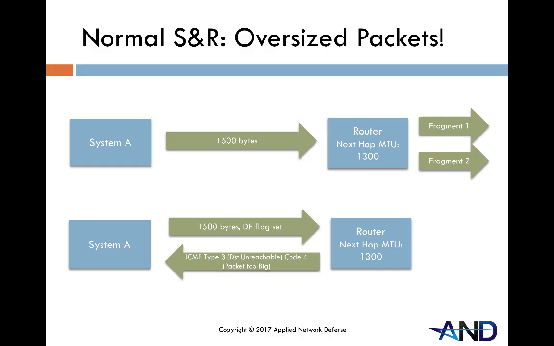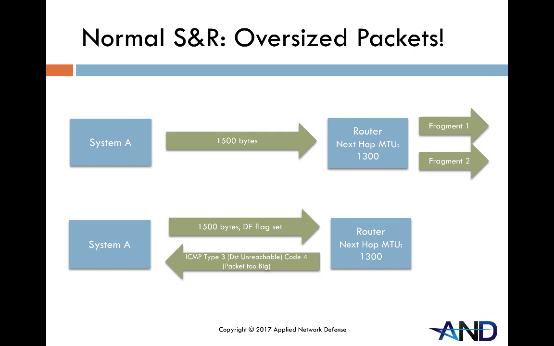ICMP is a bit of a utility protocol. It's used to provide information and help systems administrators do a lot of different things, and this is one of those. In this case, if System A sends this 1,500 byte packet that's too big for the next hop with the don't fragment flag set, the router is going to send back an ICMP Type 3 Code 4 packet, which means the destination is unreachable because the packet is too big.